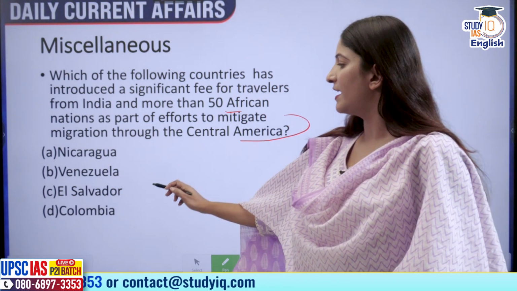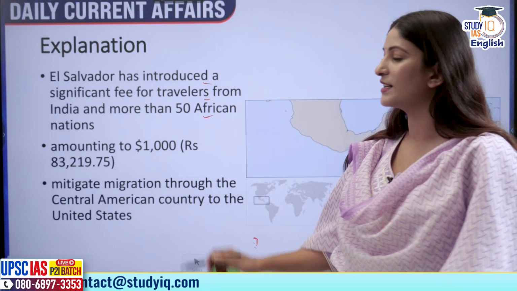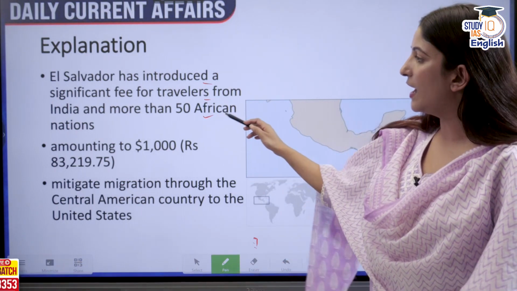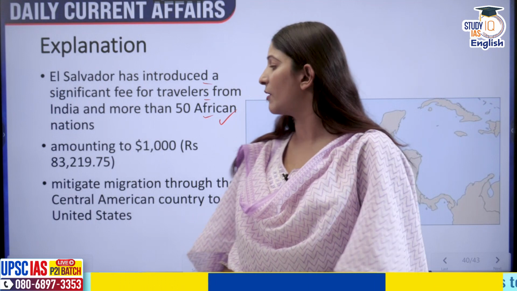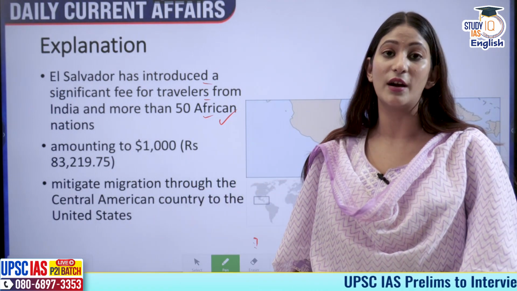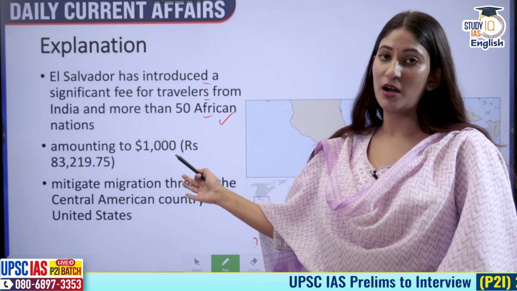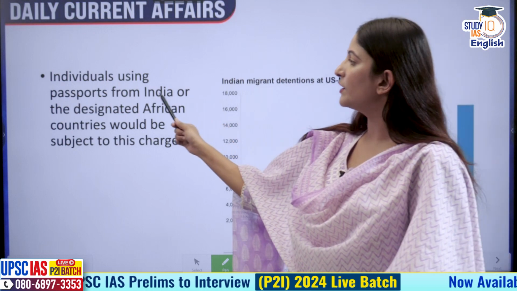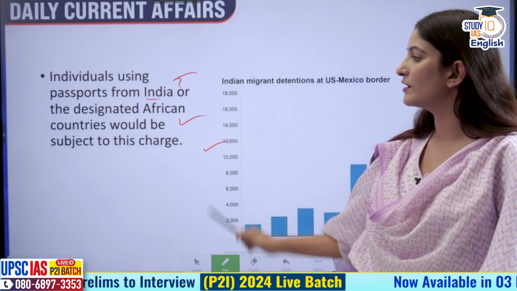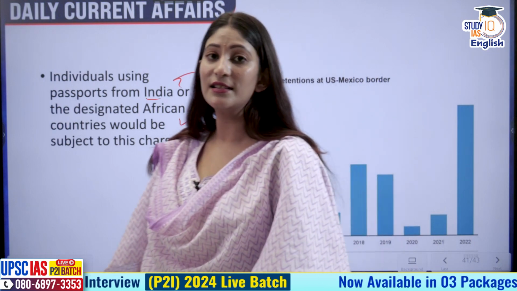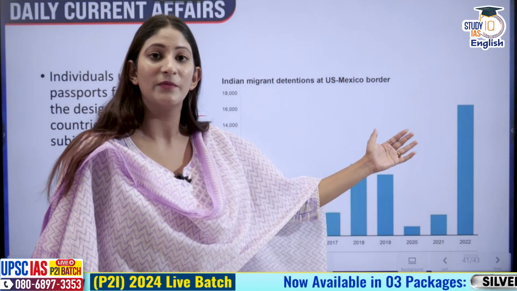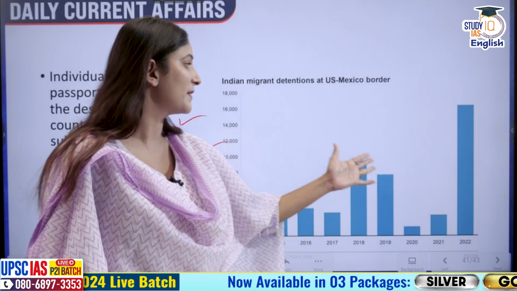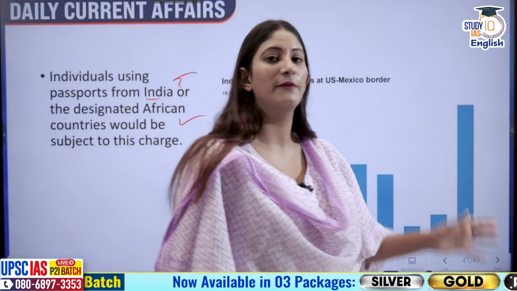So the correct answer is El Salvador. El Salvador has introduced a significant fee for travelers from India and more than 50 African nations. This will amount to at least rupees 83,219, this much amount. And this is in order to mitigate migration to the USA, to achieve the American dream through Central America. Individuals who are using passports from India or the designated African countries would be subject to this charge, and this comes in the backdrop of rising detention at the USA-Mexico border, specifically if we talk about undocumented ones from India.